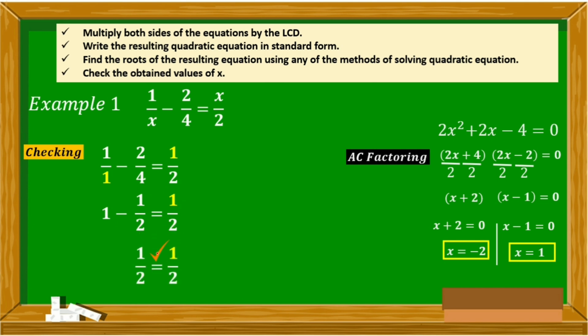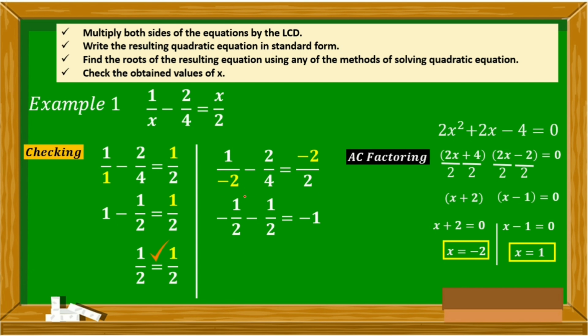Then, bring down 1/2. So, as you can see, ayan, so equals, so ibig sabihin, yung 1 is a solution of this equation. Next, yung negative 2 naman. Okay, so, negative 2, yan, yung value ng x, pinalitan lang natin, negative 2. So, 1 over negative 2 minus 2 over 4 is equals to negative 2 over 2. Simplify, so 1 over negative 2 is negative 1/2. Then, ito, sinimplify lang din natin. So, negative 1/2. Then, negative 2 over 2 is negative 1. So, negative 1/2 minus negative 1/2 is negative 1. Then, bring down negative 1. Okay, so check. So, therefore, negative 2 and positive 1 is a solution of this equation.